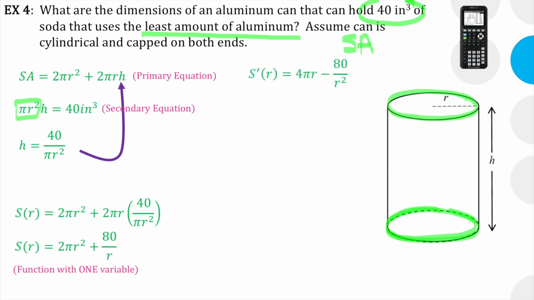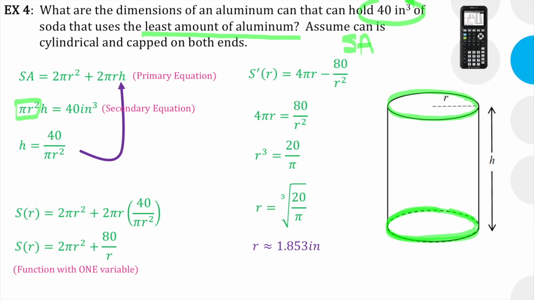Take the derivative, set it equal to 0 to find your critical points. Wow, that's something. Good thing this is a calculator question, because if you put that into your calculator, we can get just a decimal of about 1.853 inches.